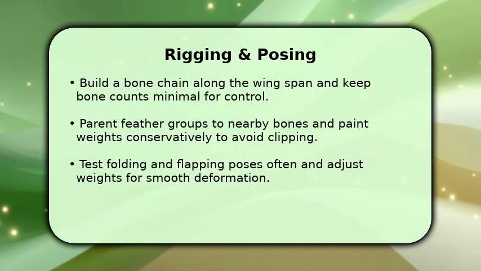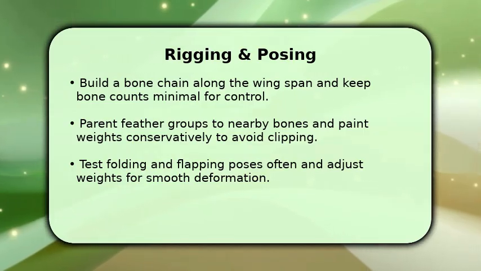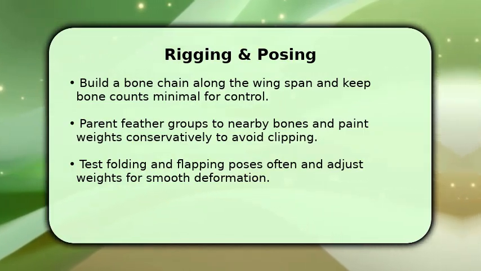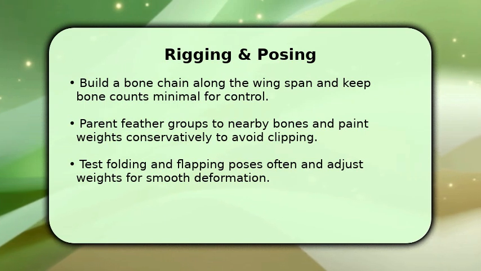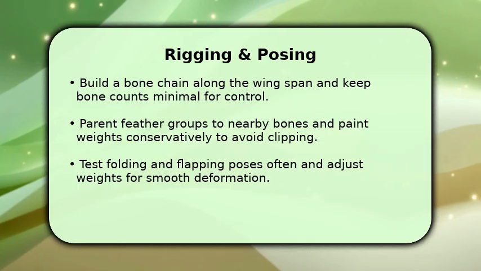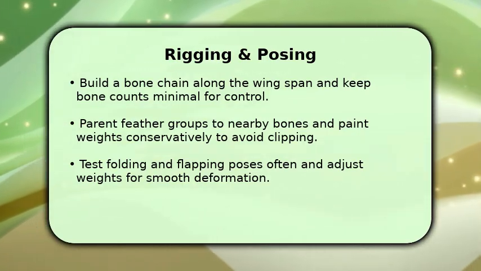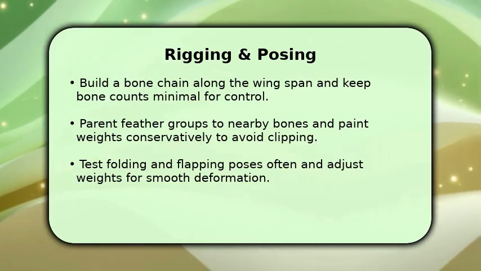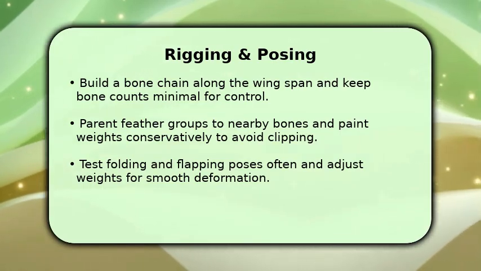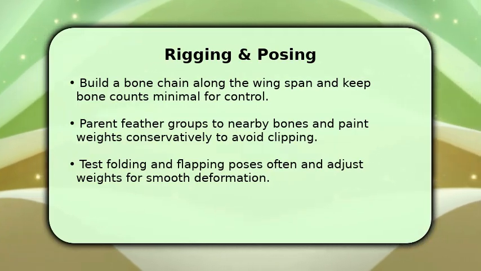Rigging lets your wings fold and flap naturally, so start by creating a simple bone chain running along the wingspan. Parent each feather group to nearby bones, then paint weights conservatively to avoid harsh bending or clipping during motion. Add constraints like copy rotation for subtle control and an IK chain for the main arm if needed. Test poses repeatedly, tweak weights, and bake animations for smooth playback before finalizing textures and lighting.